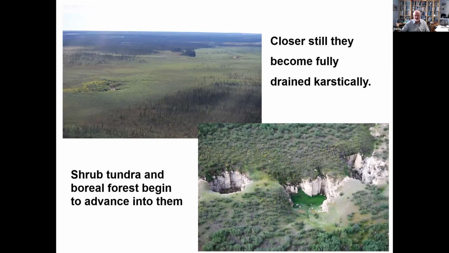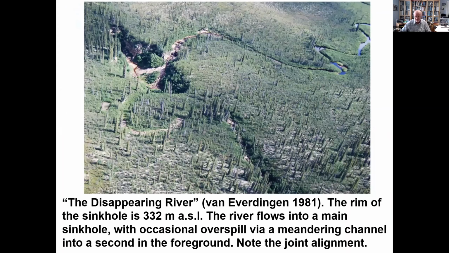Next, please. There's one sinking stream. Bob Van Everdingen and a hydrogeologist studied it. It's about 330 meters above sea level. It drains to springs at 184 kilometers away. It's a very nice, pretty picture going straight down a major joint line. Next, please, Autumn.